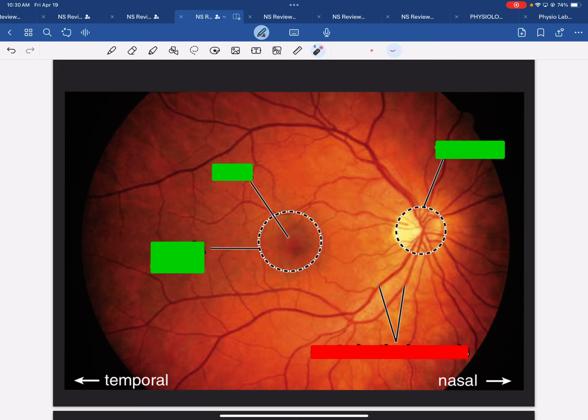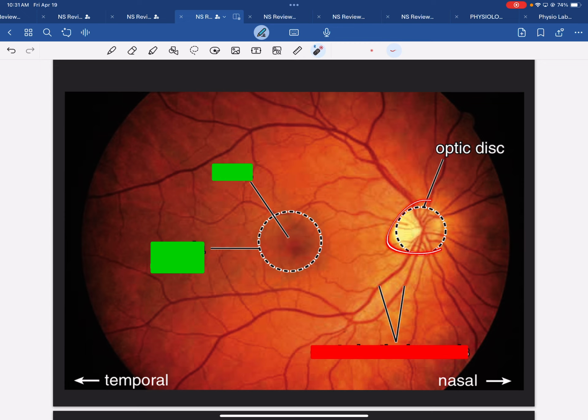Fundoscopy. Is that what it's called? A fundoscopy, when they're looking into the eye. So this is what doctors see. Like this is what they're looking for, right? They're looking for all of these blood vessels coming out of the what? Good, the optic disc, good.